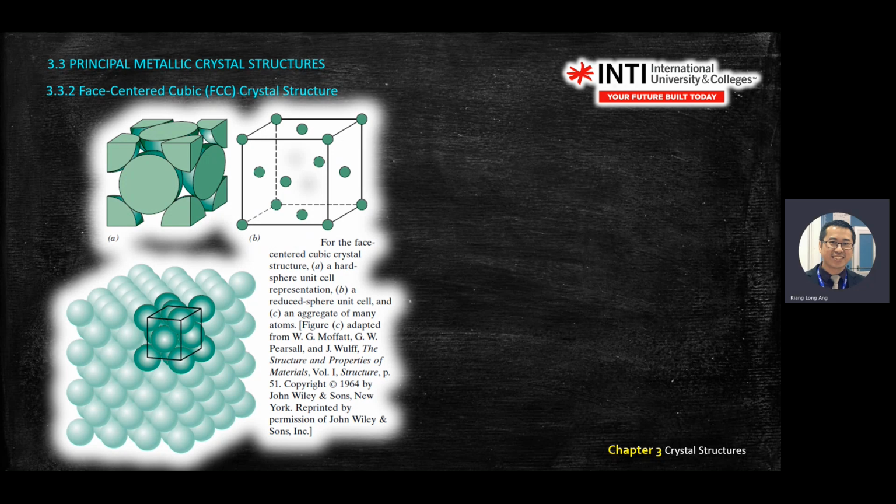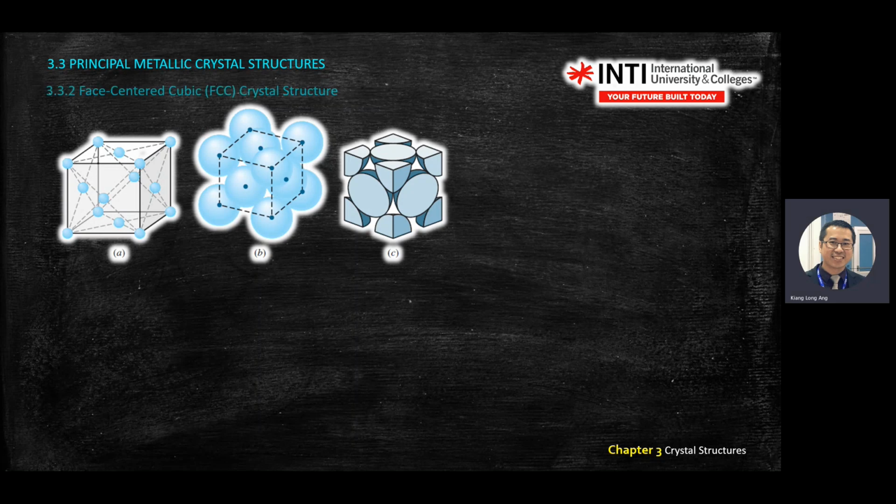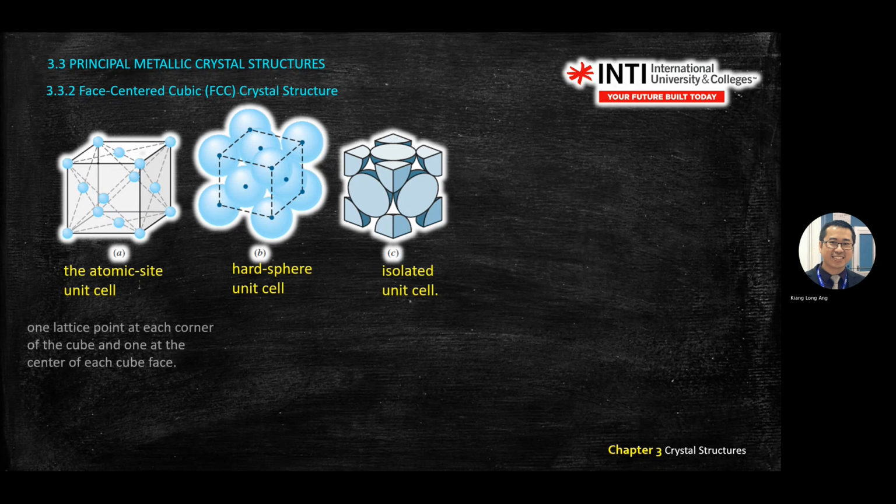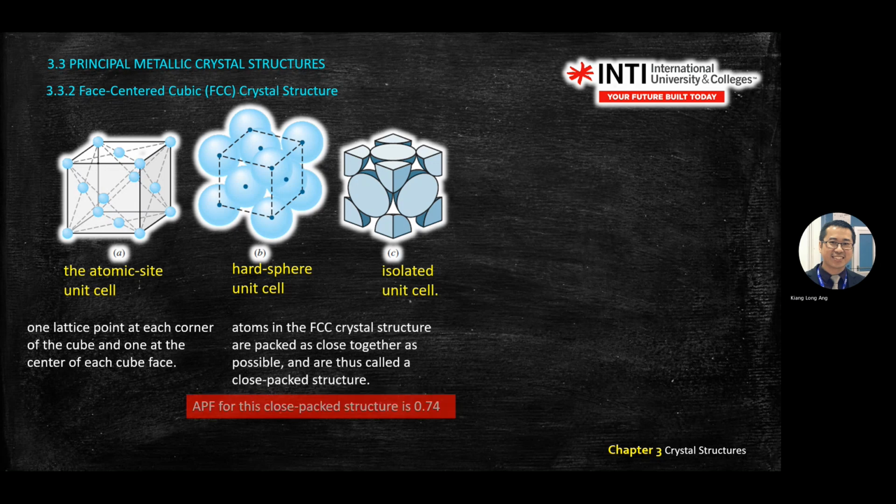So this one will help you to imagine how many spheres you have. If you can imagine it, that's good, then this one already can help you. Now, again, there are 3 types of drawing: atomic size, hard sphere, and reduced and isolated unit cell.